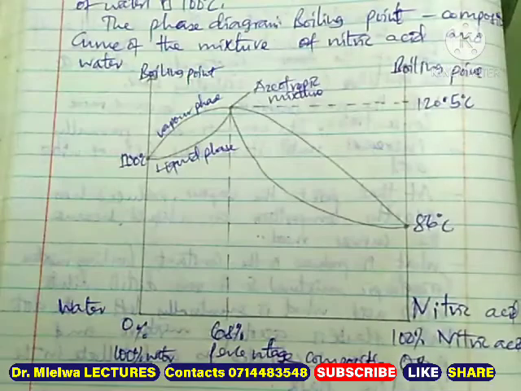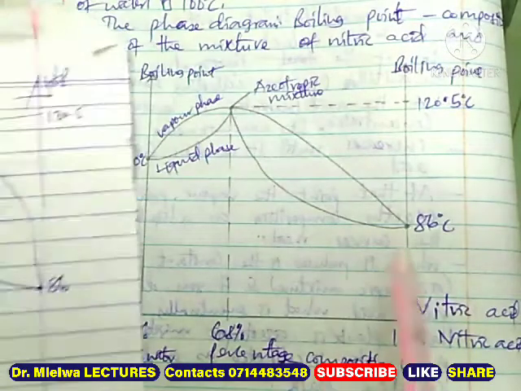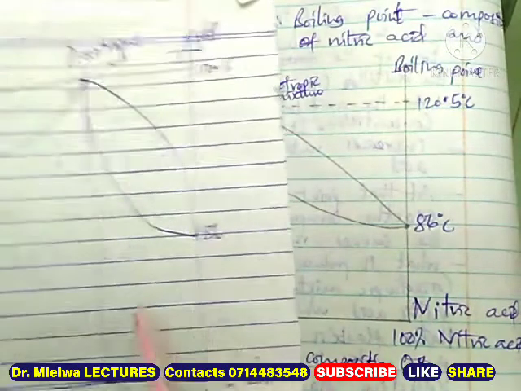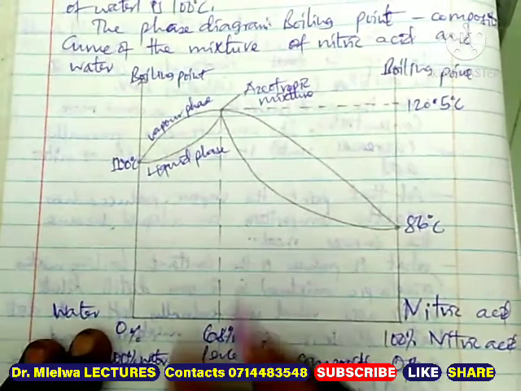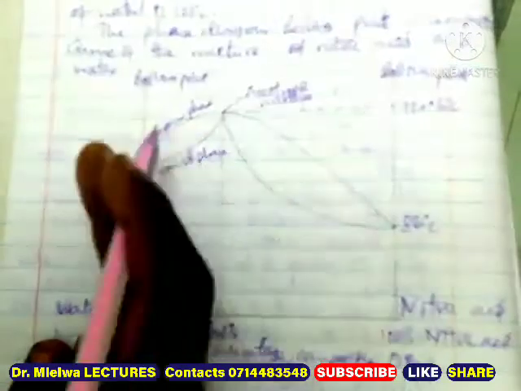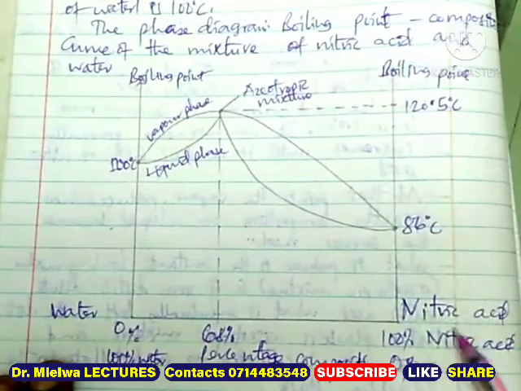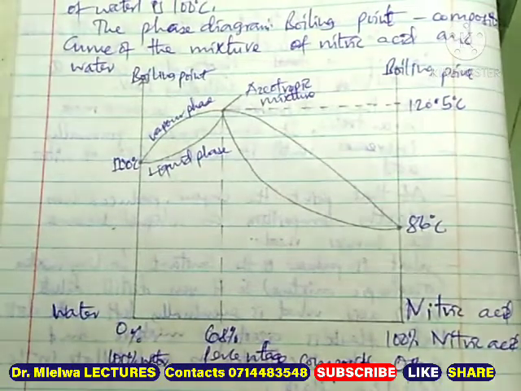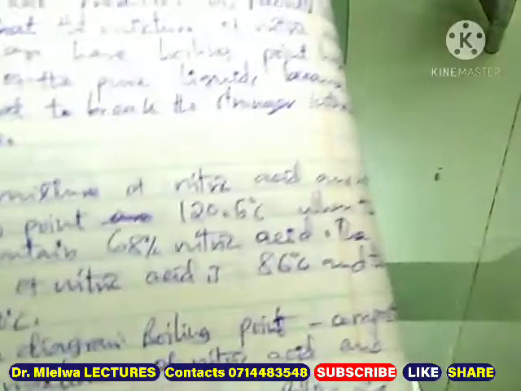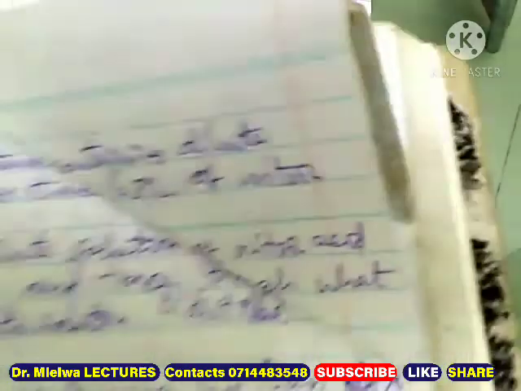Kasoro tu ni kitu kimoja, kwamba kilichokosewa ni kwamba hii 68 imelala huku. Wakati tunategemea hii 68 ingelala wapi? Ingelala near the right hand side, which is near the side of nitric acid. So that's the only thing which was wrong in this graph. Sasa from this graph again we can have two cases.